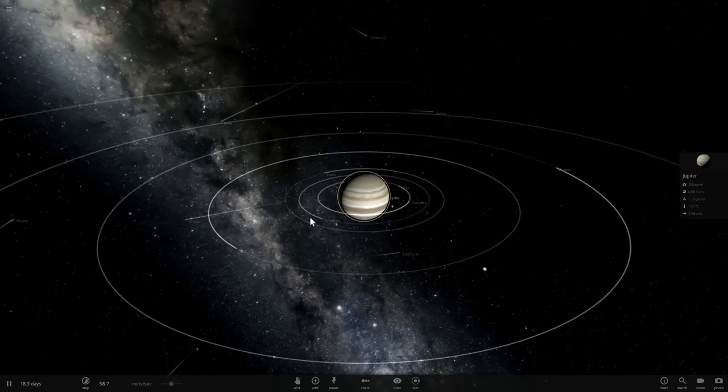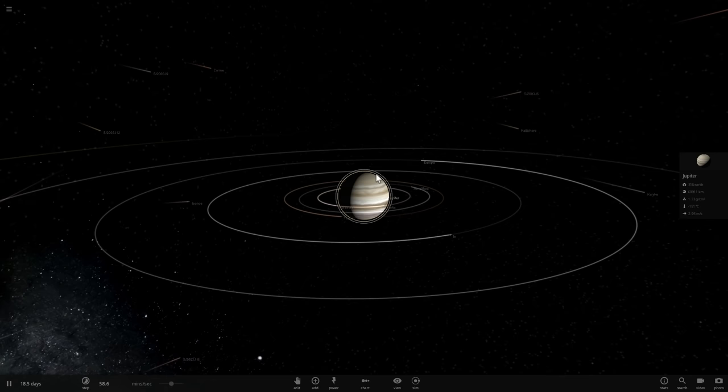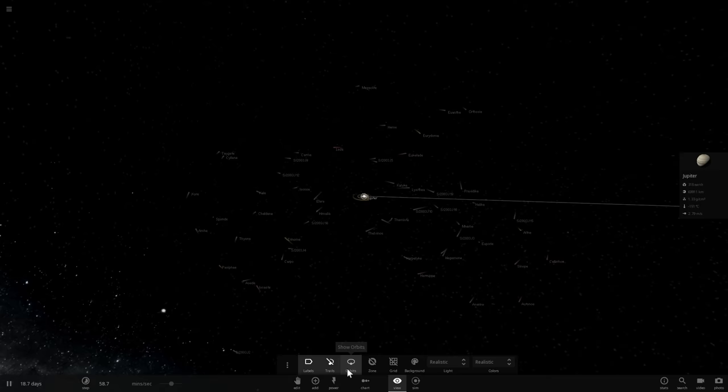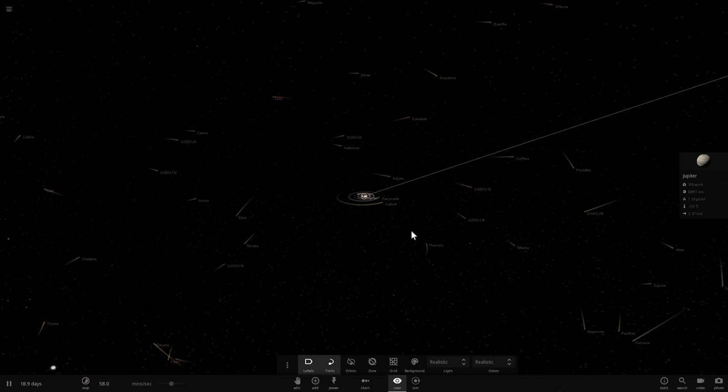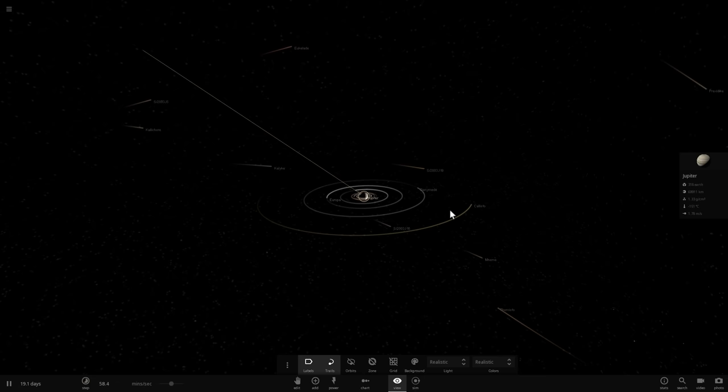So you may know a little bit about Jupiter and its 67 confirmed moons. All of them are actually visible right here, especially if I enable the orbits or the trails. Now, a lot of these moons are very, very small. They actually used to be asteroids that got captured by Jupiter over the billions of years of its existence. But four of them are very large.